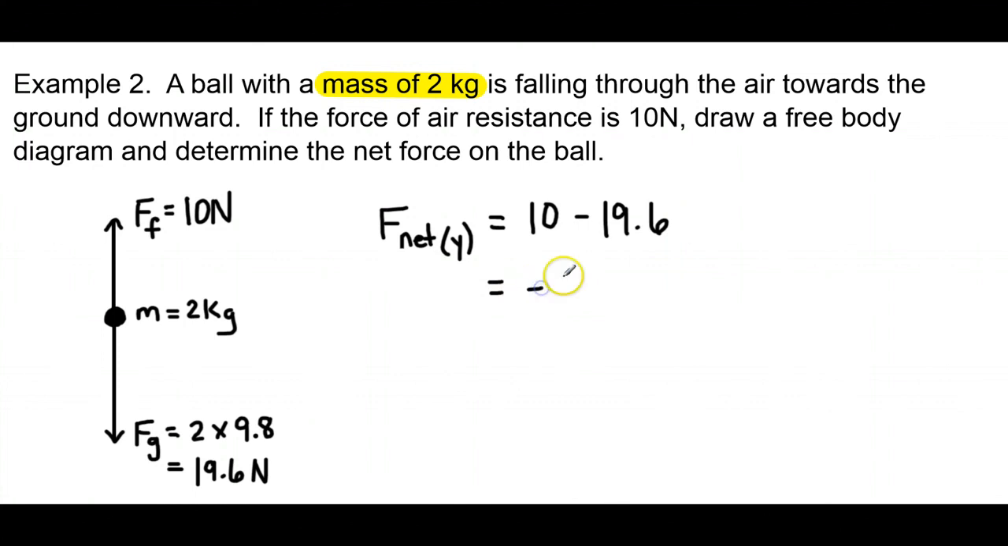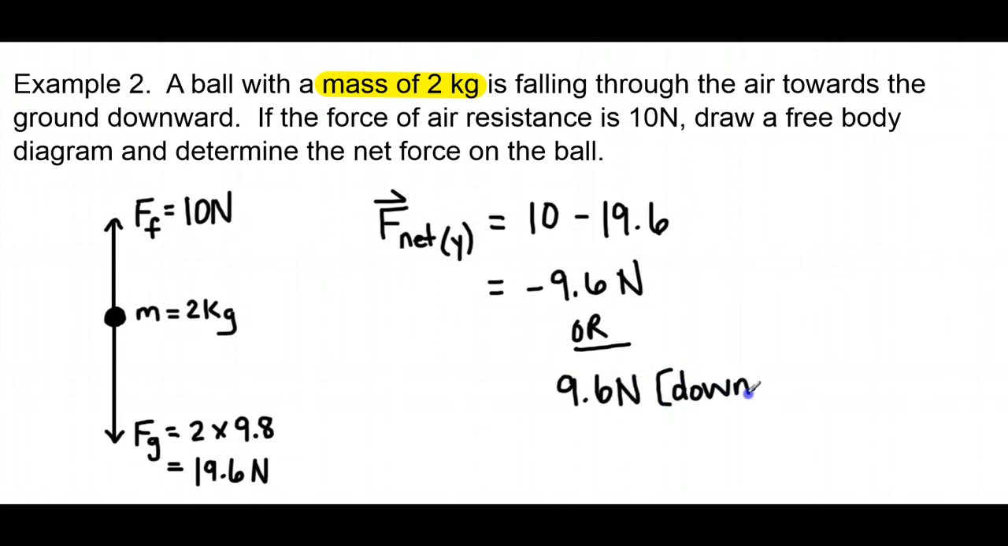is negative 9.6 newtons. So what does this negative sign mean when we're saying that our net force is negative 9.6 newtons? You can leave your answer like this, but because this is a vector quantity, we should turn this into what this negative sign means. You can have either or. If it's a negative force, it just means that it's 9.6 newtons in the negative direction, which in this case is down. So either of these answers is fine because that negative sign tells us the direction, but you could translate that into what that actual direction is.